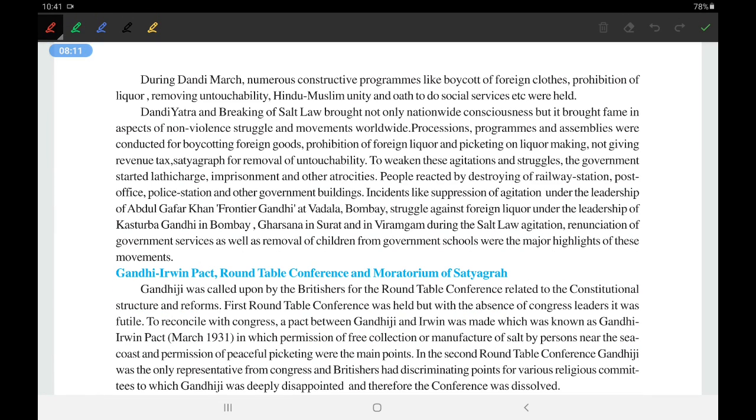During the Dandi March, numerous constructive programs were also done. Now this can be asked as a separate question, so remember the constructive programs done during the Dandi Yatra. Okay, what were the constructive programs? That is boycott of foreign clothes. Second, prohibition of liquor. Next, removal of untouchability, Hindu-Muslim unity, and an oath to do social service. These were some of the constructive programs that were also done during this time.